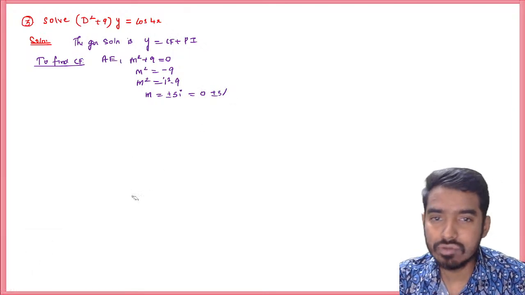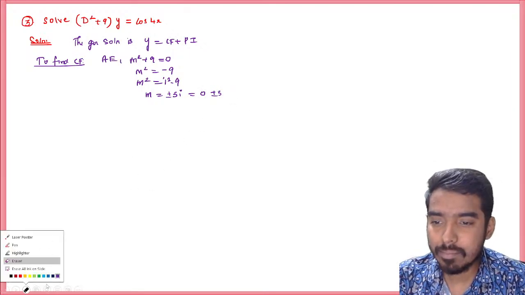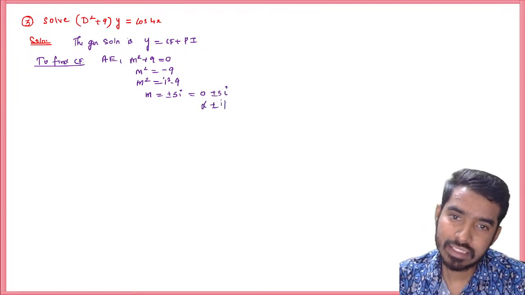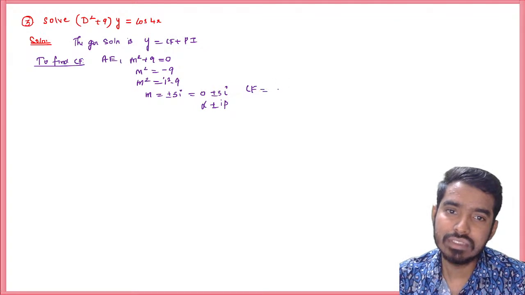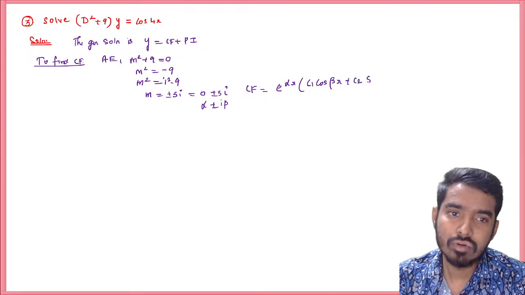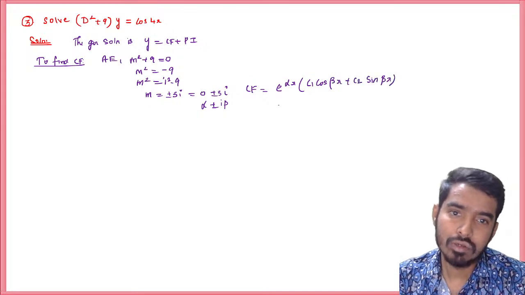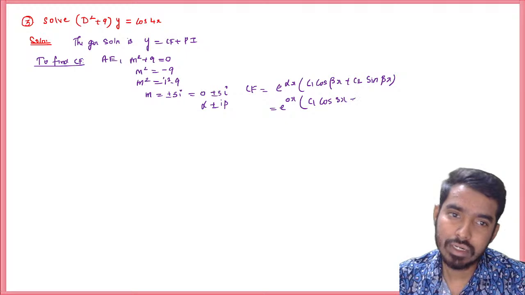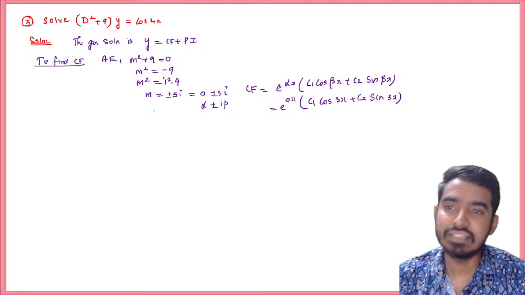So we have one pair of complex roots, which is of the form alpha plus or minus i beta. In that case, your CF will be e power alpha x into (C1 cos beta x plus C2 sin beta x). So your alpha is 0 here. So e power 0x. C1 cos beta x, beta is 3 here. C1 cos 3x plus C2 sin 3x. This is your complementary function.